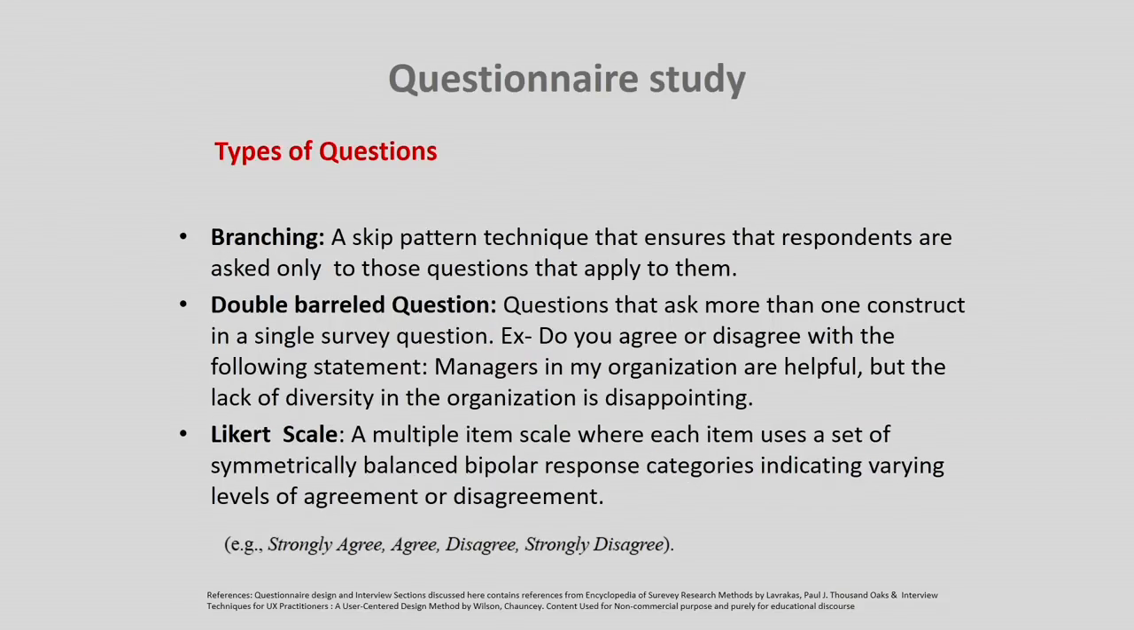Branching, a skip pattern technique that ensures that respondents are asked only those questions that apply to them. For example, you want to ask something about the usage of a car. So, you should first ask, do you own a car? Now, if that respondent says yes, then you can move forward in asking those questions. It is an example, you can choose not to design in this way also, but these kinds of questions are called branching.